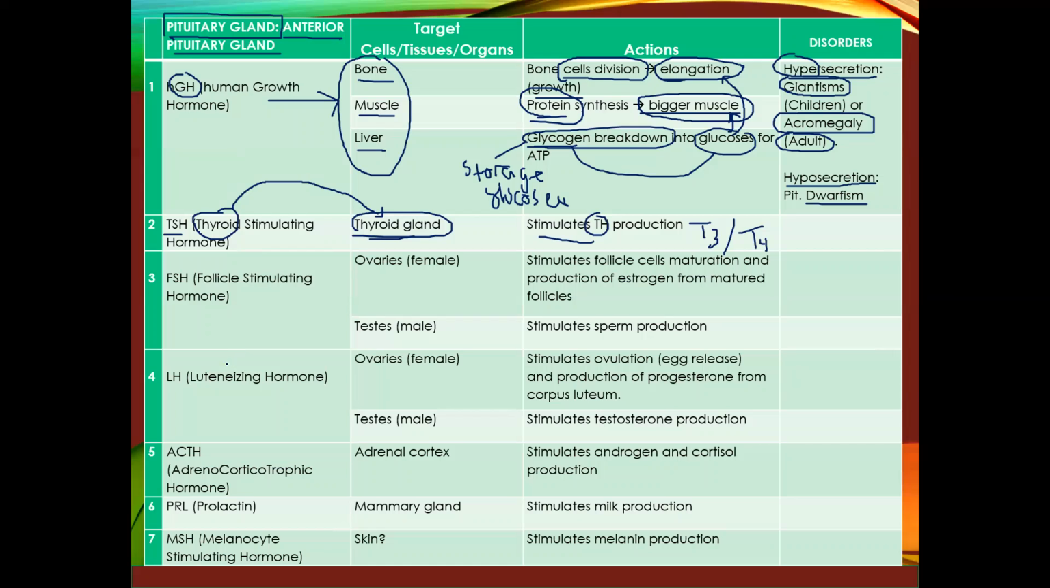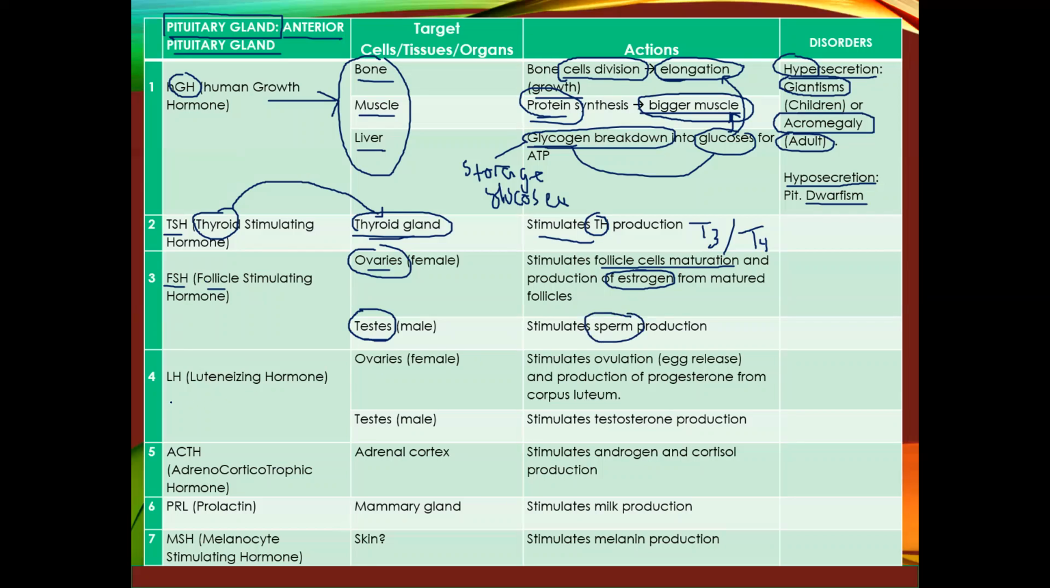The next hormone produced by the anterior pituitary gland is called FSH, Follicle Stimulating Hormone, and this is related to reproduction. Therefore, the target will be the ovary for female and the testicle for male. Now, what is the action of FSH in the ovary? It will stimulate follicle cell maturation and also production of estrogen. So increase estrogen production. In male, on the testicle, this FSH will stimulate sperm production.